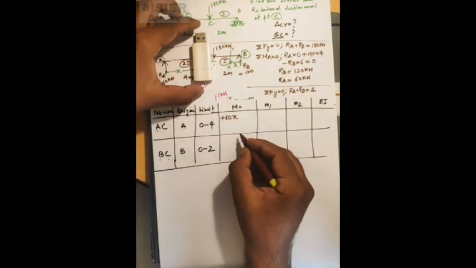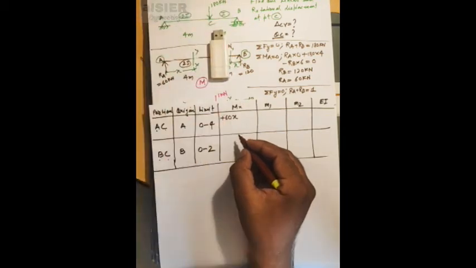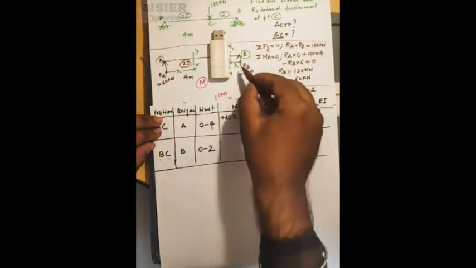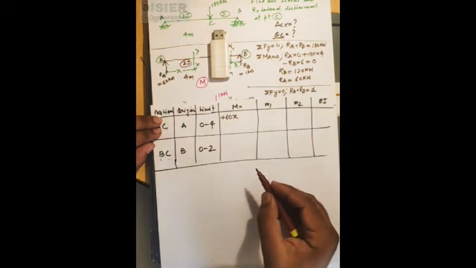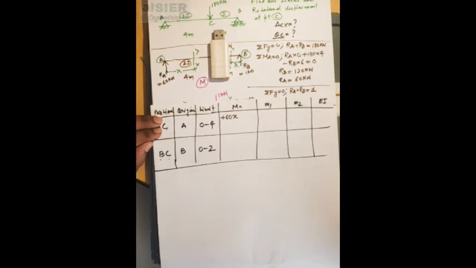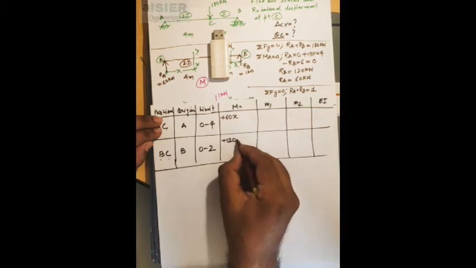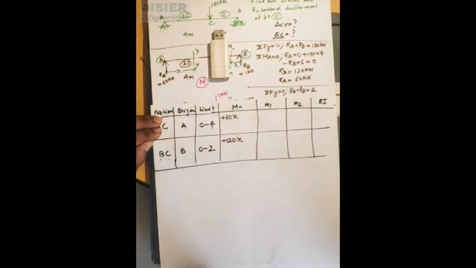Similarly for the BC region, this is the section. Now x is starting from B, so we will look towards the right of the section. On the right side of the section there is only one load, 120 kilonewton, which is going anti-clockwise. Now remember, if the loads are on the right side of the section and if they are anti-clockwise, then they are plus. So plus 120 into distance x.